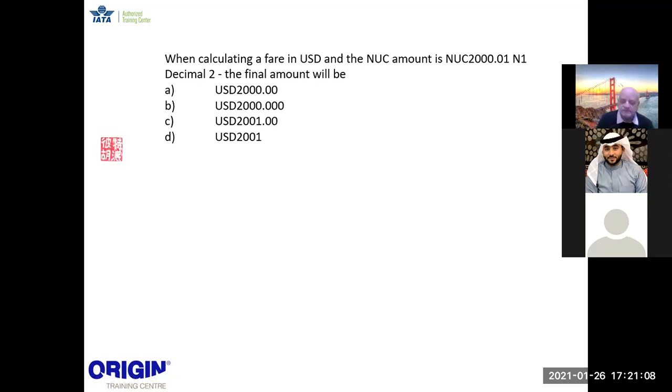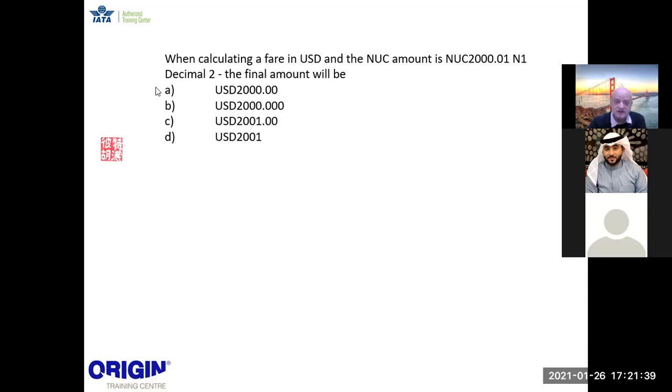So here are the typical types of question I've noticed in exams. Now, I don't actually get the exam papers, but I do talk to students and colleagues around the world after exams, and this is what we come up with. When calculating a fare in USD and the NUC amount is 200.01, nearest 1.2, what's the final answer?